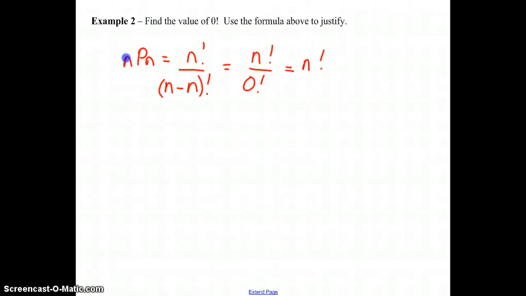So example 2 says let's find the value of 0 factorial. Use the formula that we just learned to justify. So if we have nPn, we know that that equals n factorial over n minus n factorial. Now this becomes n factorial over 0 factorial. And we know that nPn equals n factorial. So in this case, 0 factorial must equal 1.